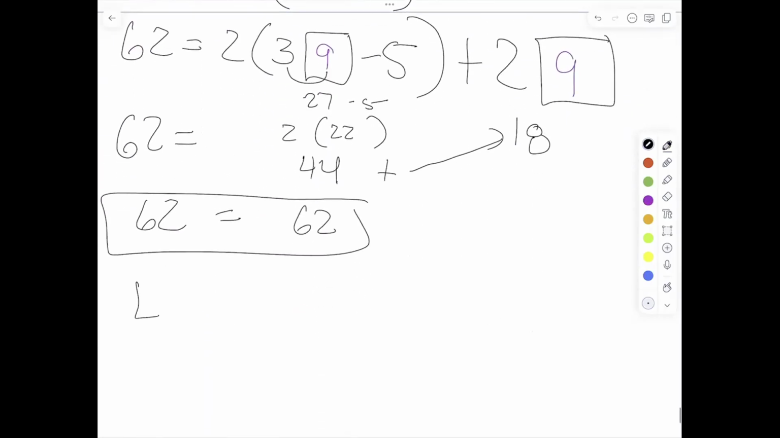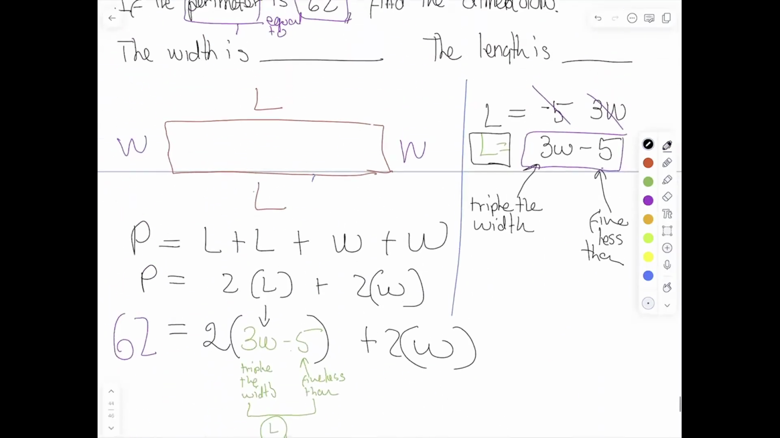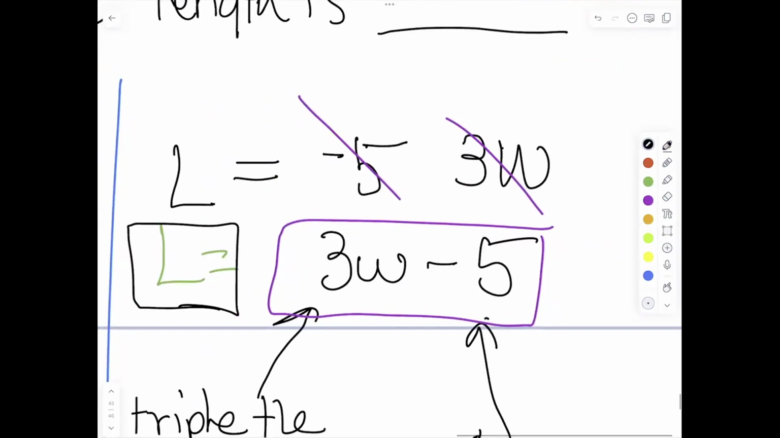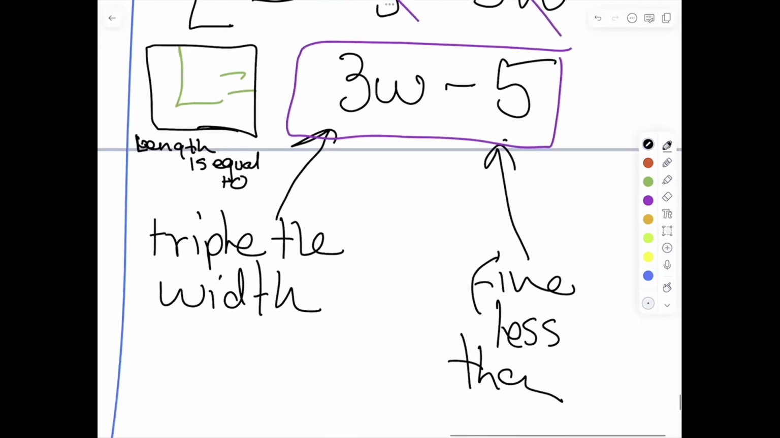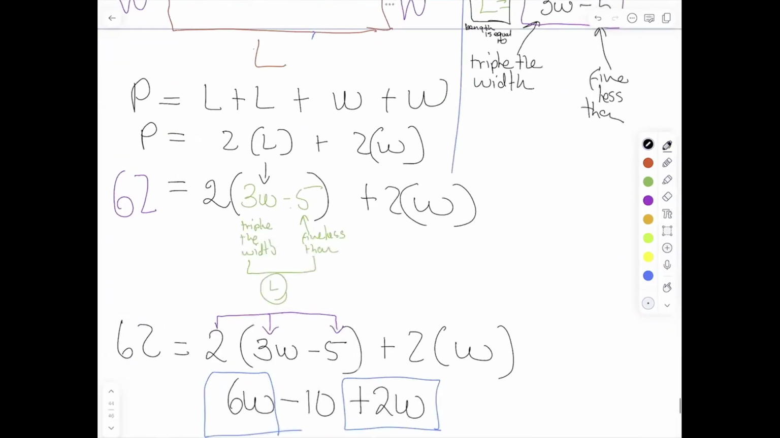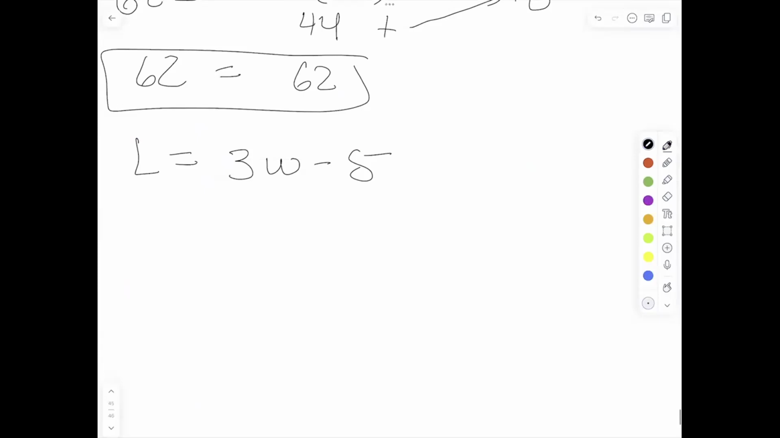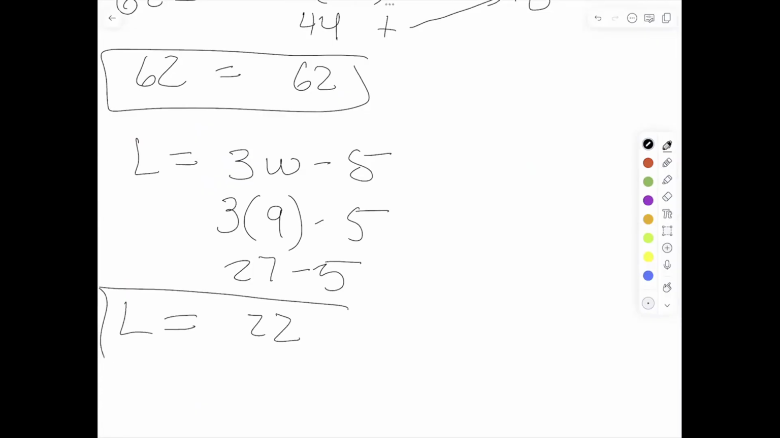So what is my length? Well, my length is equal to 3W minus 5. Didn't we say that earlier up here? The length is equal to 5 less than triple the width, right? So if that's the case, what is my length? Well, my length is equal to 3 times 9 minus 5. So that's 27 minus 5 is 22. So my L is 22.